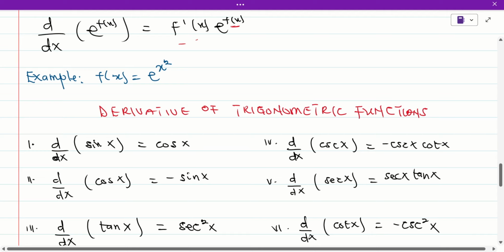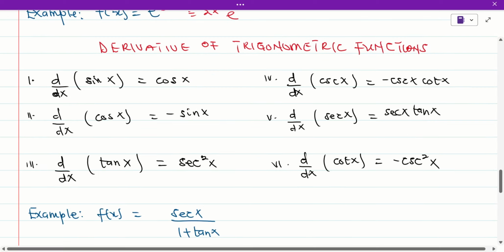Okay, so example, you have been given e exponent x squared. What you're going to do is differentiate x squared here. When you differentiate the x squared, you're going to get 2x, because the 2 will come in front, then you subtract 1 from the exponent, which will give you 2x exponent 1, which is 2x. Then you write your e and the original function that e is carrying, which is x squared. You get it? Alright.